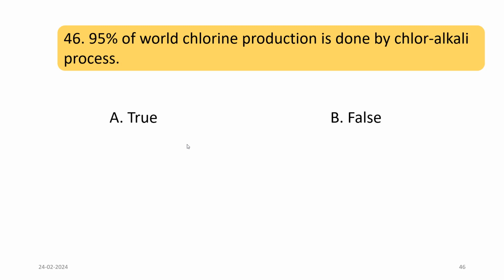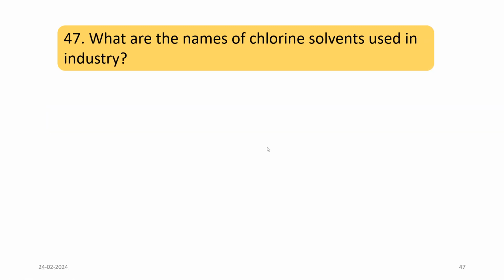Next question: 95% of world chlorine production is done by chloralkali process. Is it true or false? 95% of world chlorine production is done by chloralkali process. It is true, ma'am. Yes, it is true.